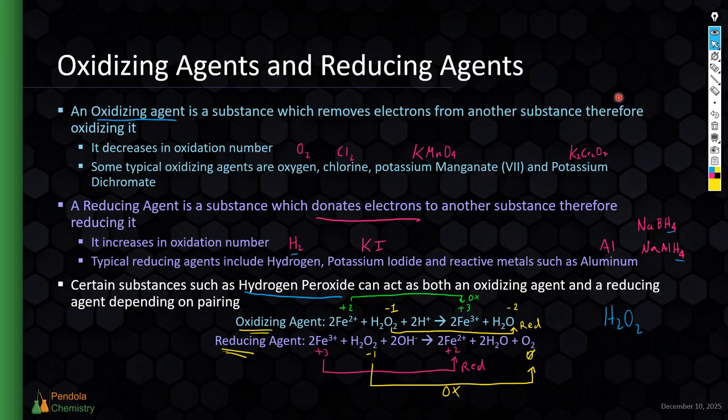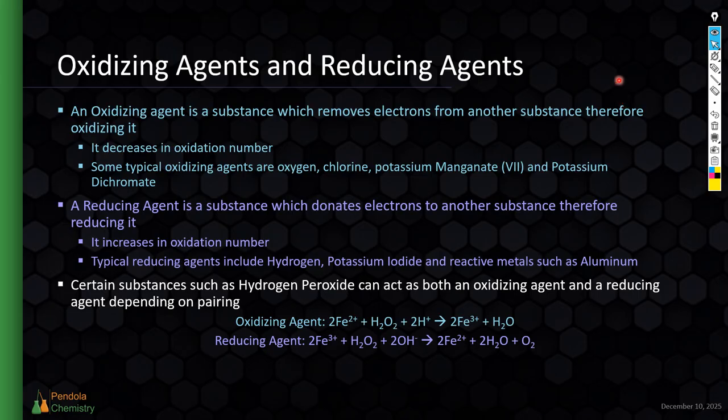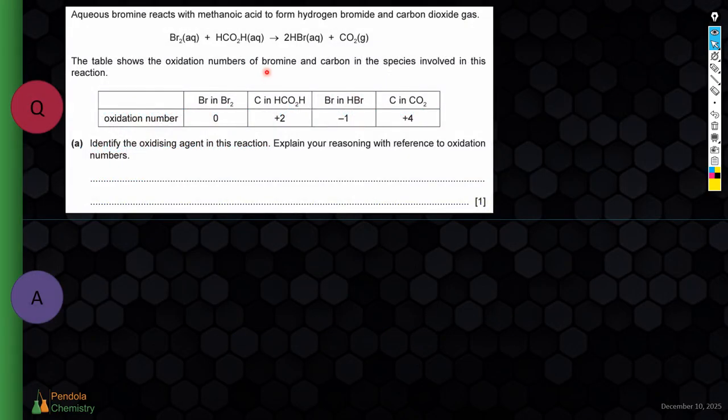So now that we have this vocabulary down, let's look at a sample practice question. And this practice question is very much about vocabulary. If we look at it, aqueous bromine reacts with methanoic acid to form hydrogen bromide and carbon dioxide gas. And they give us the equation here. The table shows the oxidation numbers of bromine and carbon in the species involved in this reaction. So they're actually nice enough here to give you the oxidation numbers in this reaction. We don't have to apply them ourselves because that's not the focus of the question.